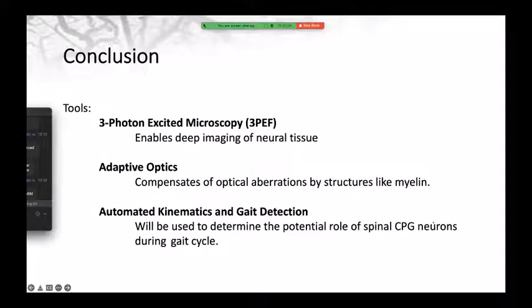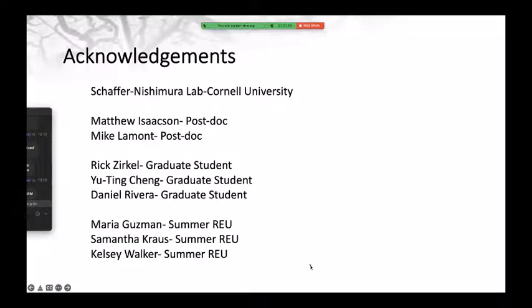So I'd like to thank Chris Schaffer and Nozomi Nishimura for all the help on this project. Matt Isaacson, a postdoc, is putting together the code for the optics, the GCaMP imaging, as well as the kinematics that we get. And Mike Lamont for building the scope.